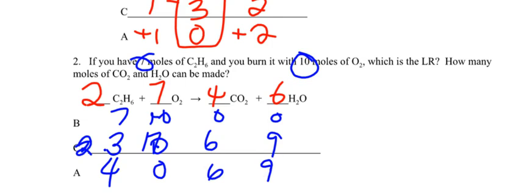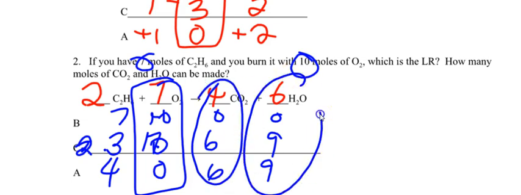Which is my limiting reactant? My O2 is my limiting reactant. And it doesn't make a difference which one shows up first. It all depends on how much you actually have. That's what's going to determine your limiting reactant, not because it seems to be always the second one. How many moles of carbon dioxide and water can be made? Well, we have 6 moles of carbon dioxide and 9 moles of water, again using sig figs.